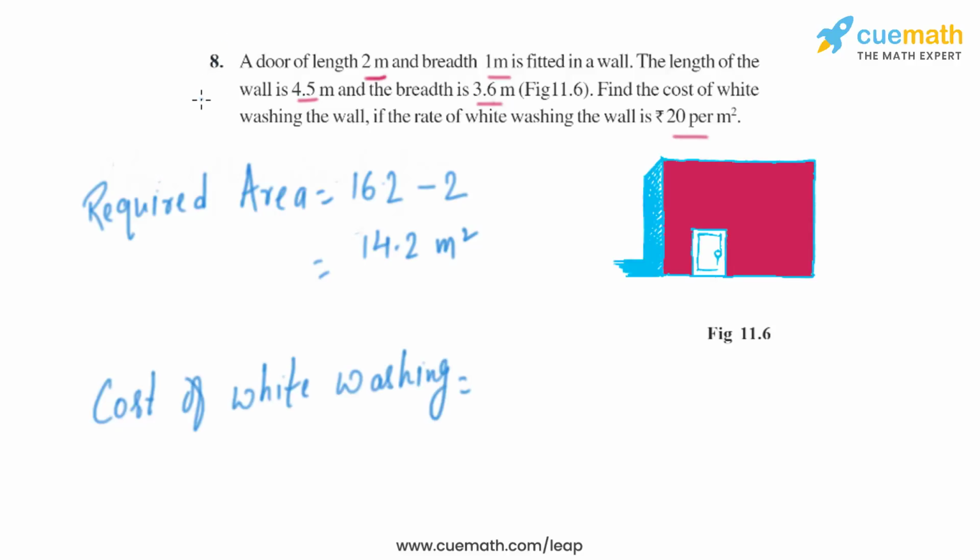Now we have to find the cost of whitewashing the wall. As the rate of the whitewashing is given, that is rupees 20 per square meter, and the area is 14.2 square meter, we just need to multiply 20 with 14.2. So when we multiply, we will get 284. So that is the cost of whitewashing the wall.